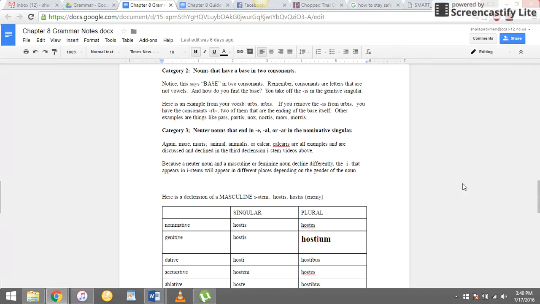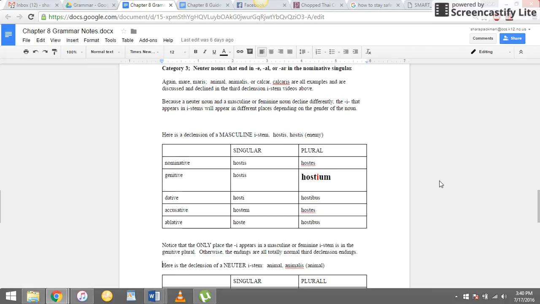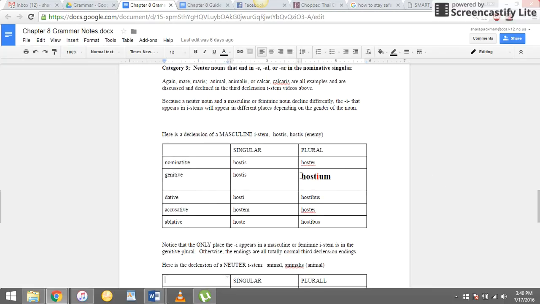Now, because a neuter noun and a masculine or feminine noun decline differently, the I that appears in the I-stems will appear in different places depending on the gender of the noun. So for masculines and feminines, here's where this extra I appears, only in the genitive plural. Everything else is normal third declension endings, but for the I-stems, masculine or feminine, the I appears in the genitive plural before the UM. In the neuter, they appear in a bunch of places.